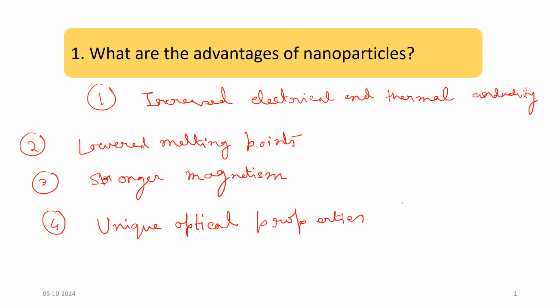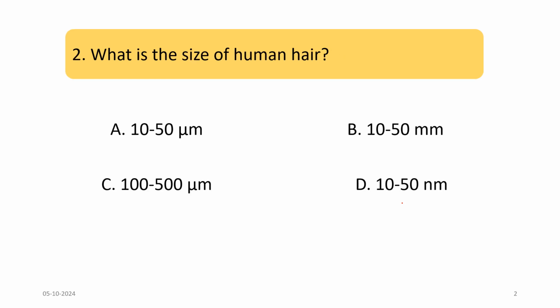Next, what is the size of human hair? The answer is 10 to 50 micrometer, or sometimes it is around 80 or even 100 micrometer, but the average is between 10 to 50 micrometer.